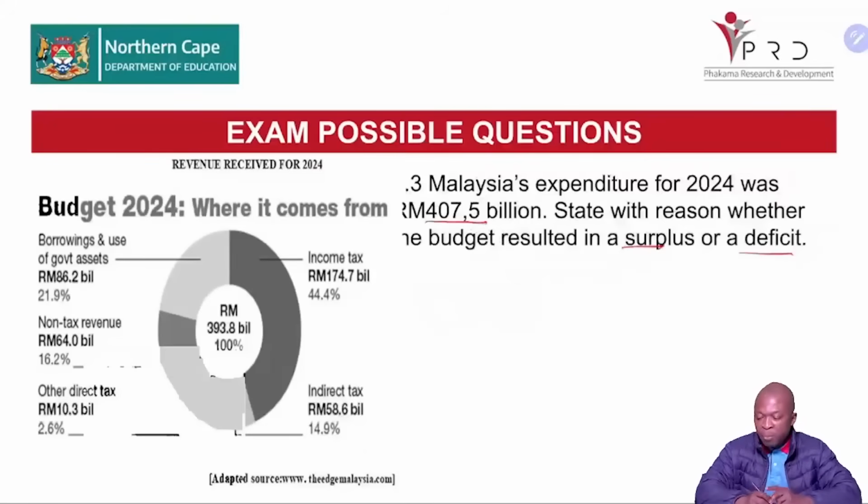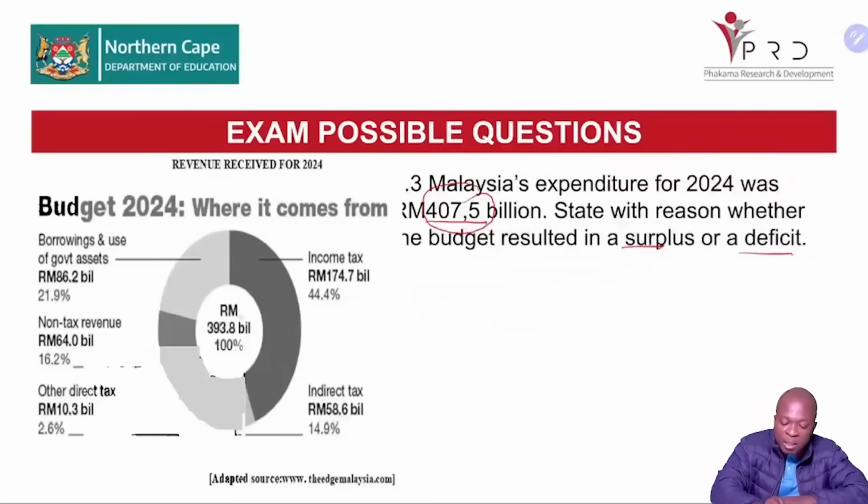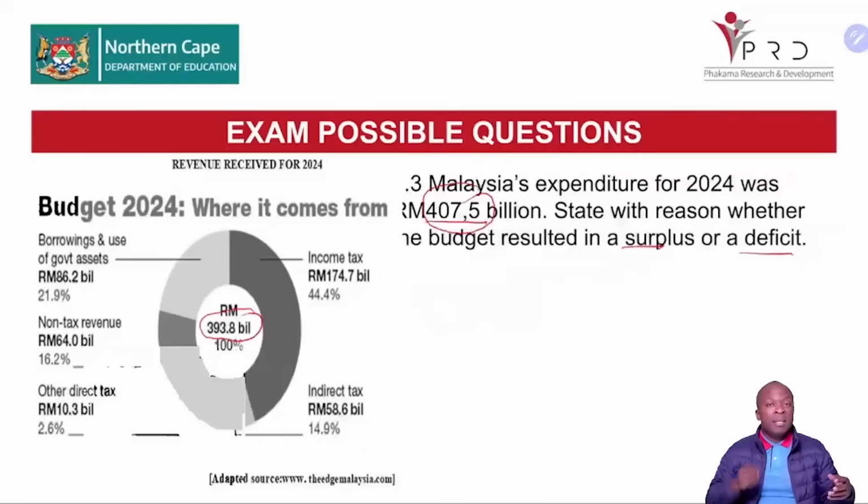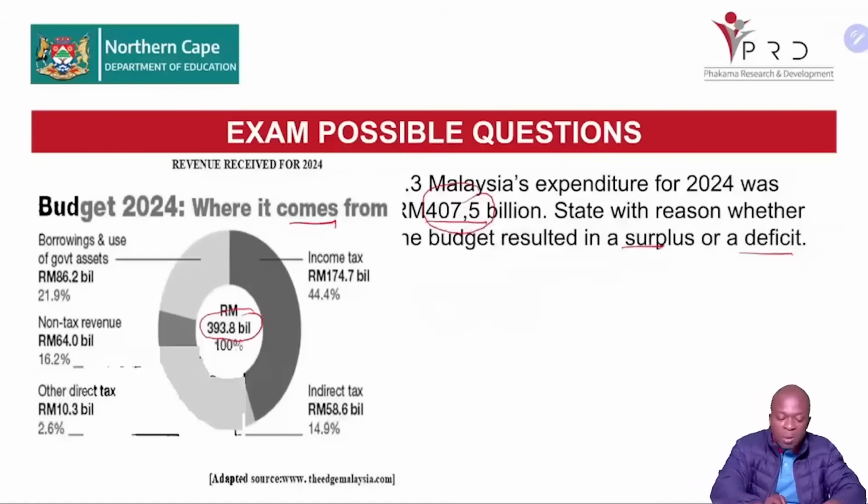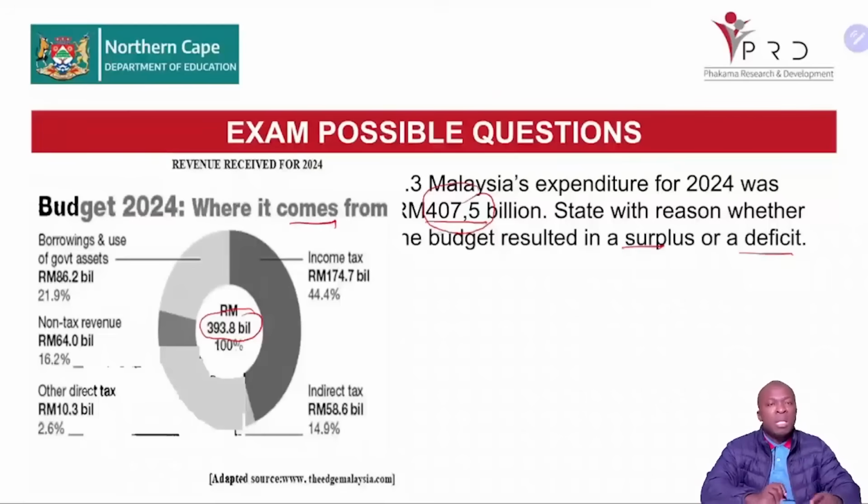So now let's check then. If we are saying that Malaysia's expenditure for 2024 is 407.5, but their budget is only 393.8, what does that mean? It means their expenditure is bigger than their income. Where are they getting their money from? That is their income. And now they are telling us this is where it is, but this is how much we are spending. So they got 393.8, but they are spending 407.5, meaning that their expenditure is way bigger than their income.